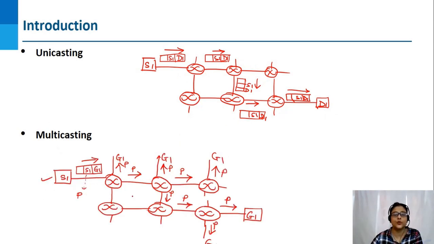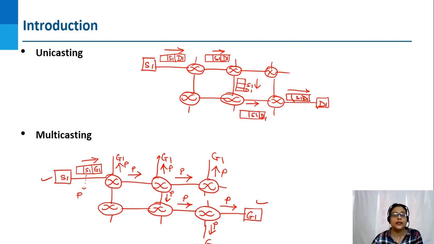Let's understand this with the help of this network. We have a source S1 and there is a group address G1. Under this group address, there may be several destinations. So if the packet is sent from the source to the group address, all the destinations who are inside the group will be getting the information. So the source starts with a packet P having the source address and the destination address as the group address. This is called the multicasting group address.